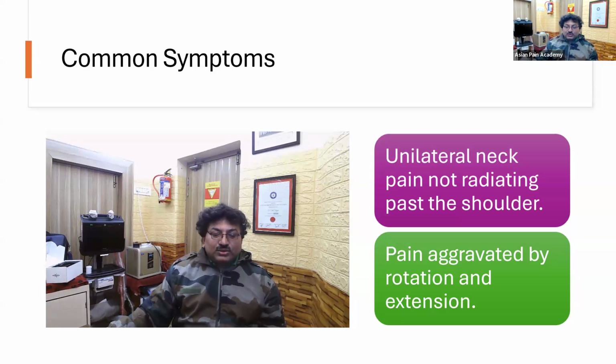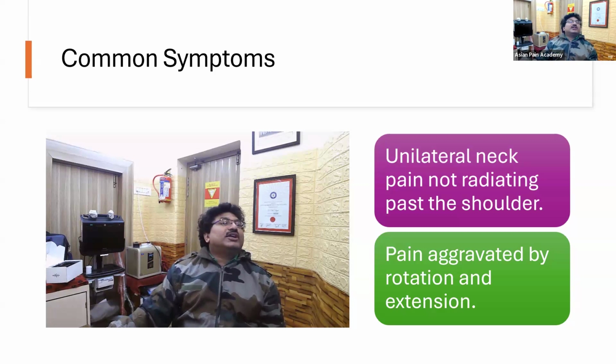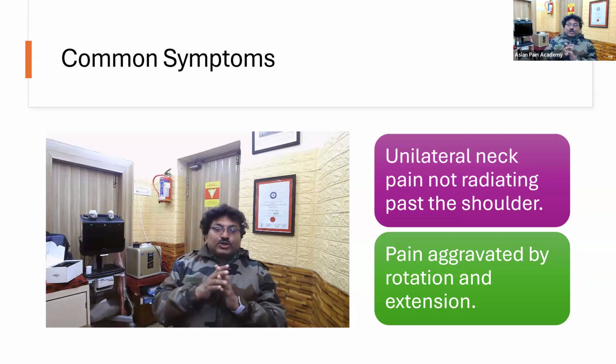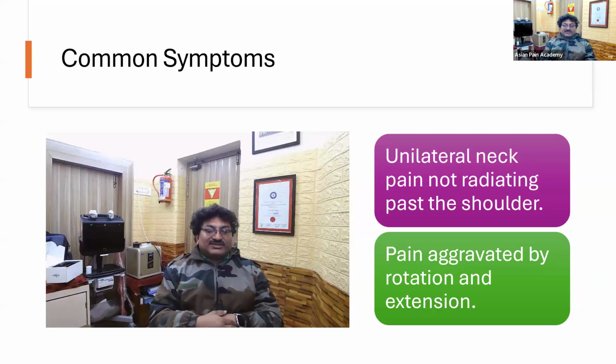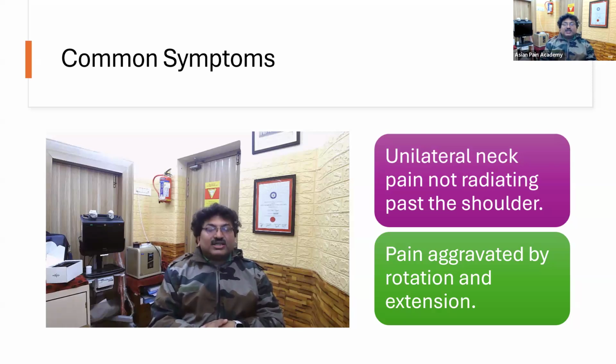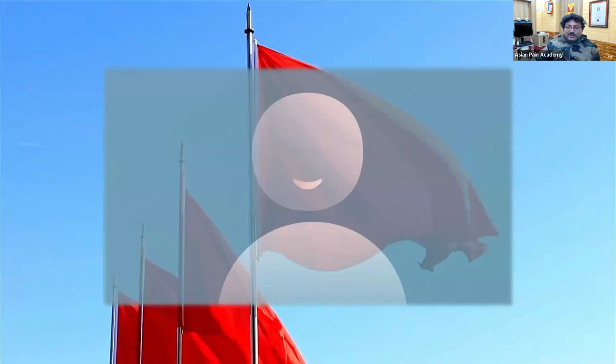And there is also one thing which is said: if the upper facet joints are involved, then if you flex and rotate, the pain will be more. If the lower facet joints are involved, then if you extend and rotate, the pain will be more. This is because the rotational force increases in the upper facet areas whenever you are in a flexed position and rotating, and the rotational force increases in the lower facet when you are extending and rotating. So there are some differences by which you can make out whether the upper facet joints are involved or the lower facet joints are involved.